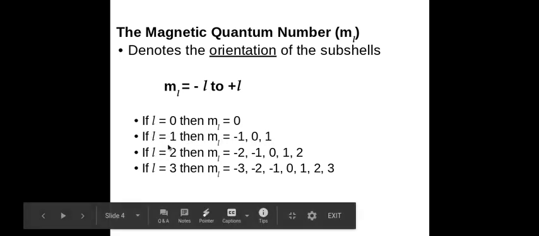When you're dealing with an L value of 2, you have 5 possible values. It starts at whatever the L value is as a negative, going all the way up to whatever the L value is as a positive and through 0. So for every increase in L value, you have 2 more possible ML values. So that is the third quantum number.